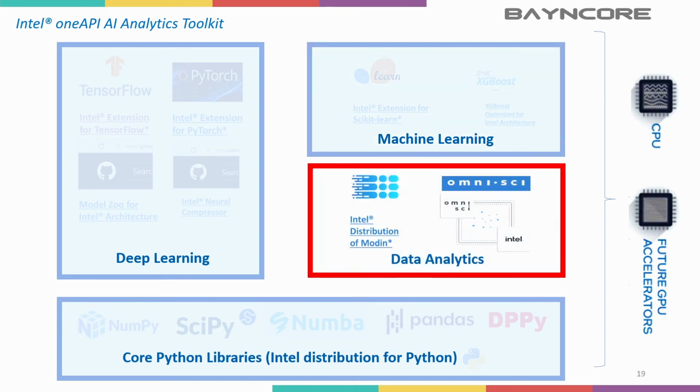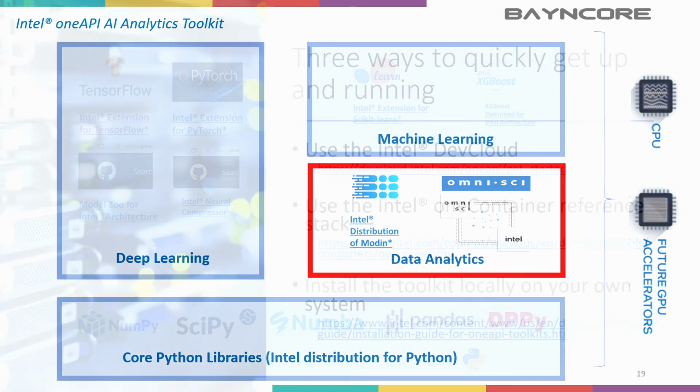In data analytics, you can accelerate your Pandas workflow and scale data pre-processing across multi-nodes using the Intel distribution of Modin. The library integrates with OmniSci in the backend for accelerated analytics.